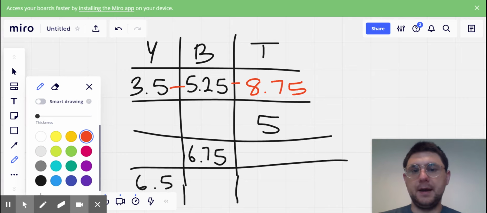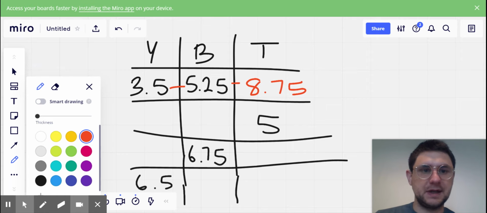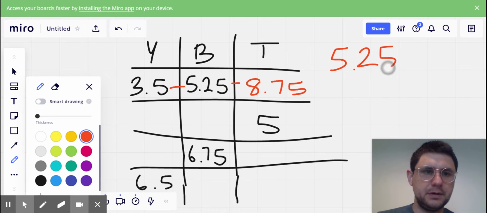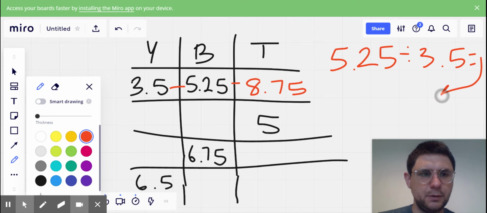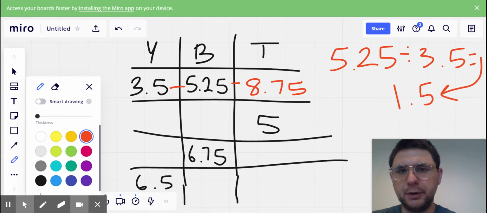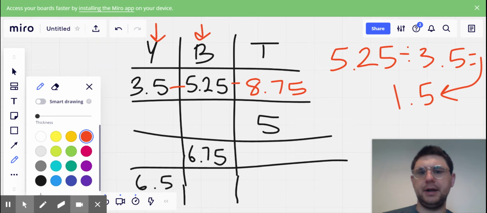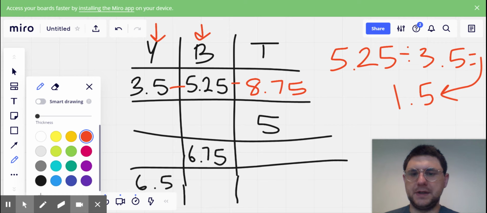Okay, so now I mentioned that yellow and blue paint are going to be proportional to each other. Right? So what we can do is we can divide to find a unit rate. So what I'm going to do is I'm going to say 5.25 divided by 3.5. When I type that in the calculator, I get 1.5. And so what that means is that whatever is in this column is going to be 1.5 times whatever's in the yellow column right here. Okay, so we can use that to our advantage a little bit.